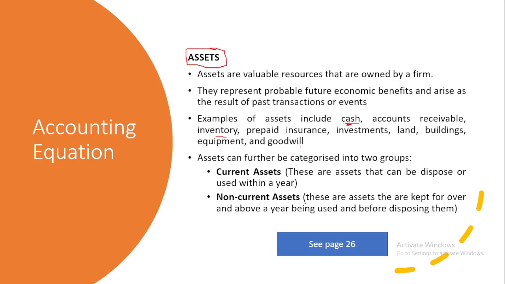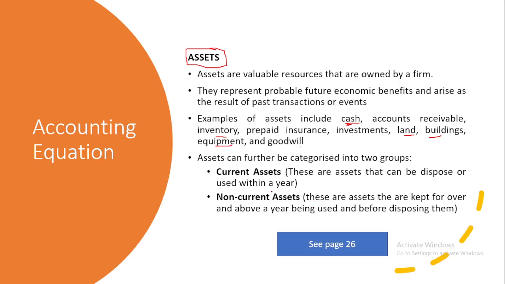So when we refer to non-current assets, we're talking about assets that you buy or own for future economic benefits, not for just a year, but over a year. For example, you purchase land and building for over a year, or equipment to be used for a number of years. So these are classified as non-current assets.